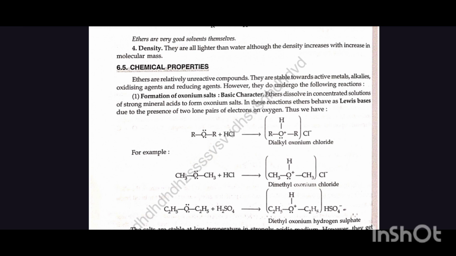Chemical properties. Ethers are relatively unreactive compounds. They are stable towards active metals, alkalis, oxidizing agents, and reducing agents. However, they do undergo the following reactions. First, formation of oxonium salt. Basic character. Ethers dissolve in concentrated solutions of strong mineral acids to form oxonium salts. In this reaction, ethers behave as Lewis bases due to the presence of two lone pairs of electrons on oxygen.